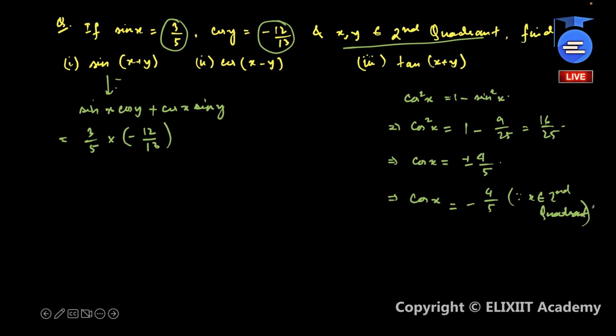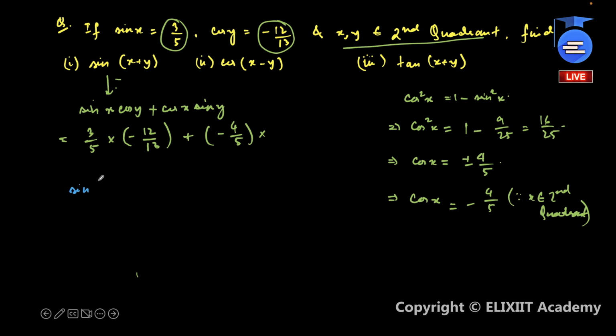X belongs to the second quadrant. So here we have 3 upon 5 times minus 12 upon 13 plus the value of cos x now is actually minus 4 upon 5. And sin y, do we know what is sin y? We don't know what is sin y. So let us find out what is sin y.